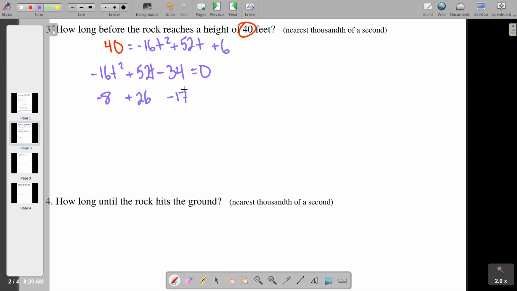And this time I just elected not to write t squared and t because they're just going to be my a, b, and c values anyway. So there they are, sitting there. And now it's time to use our quadratic formula. So I'll need your calculator assistance probably.